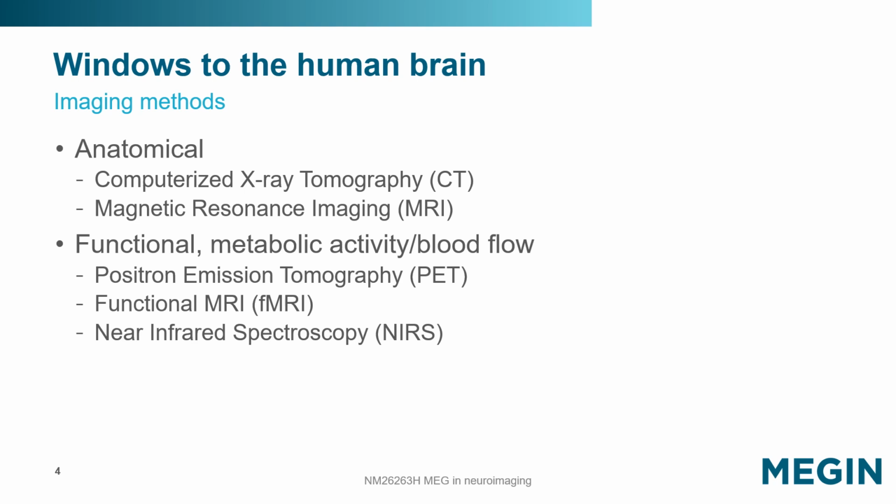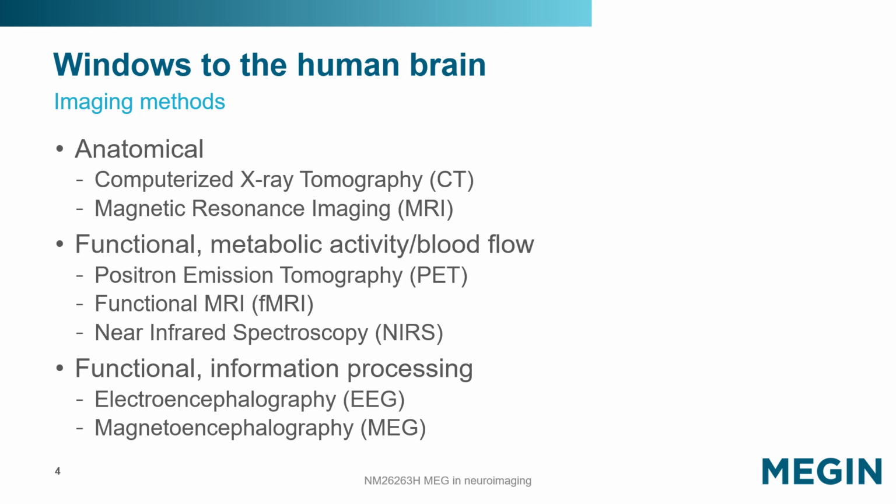Functional imaging methods such as positron emission tomography, or PET, functional magnetic resonance imaging, or fMRI, and near-infrared spectroscopy, or NIRS, provide information on blood flow, oxygen consumption, and metabolic activity in the brain. Magnetoencephalography and electroencephalography, or MEG and EEG, measure functional and information processing. Only these two methods are a direct measure of brain activity in real time.